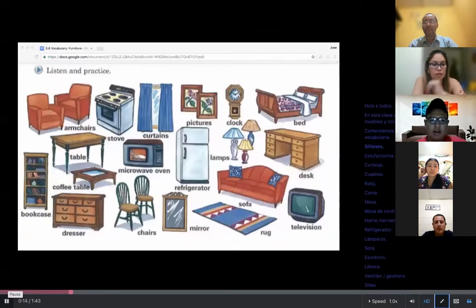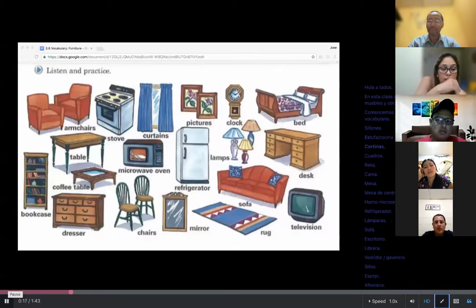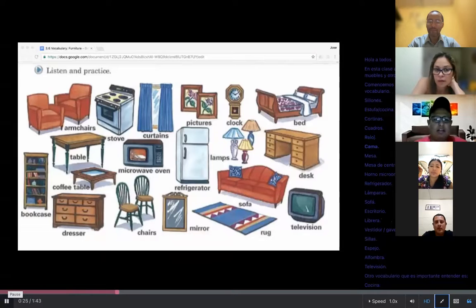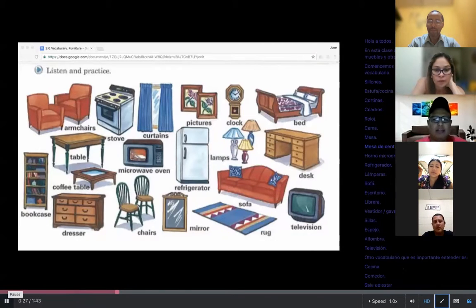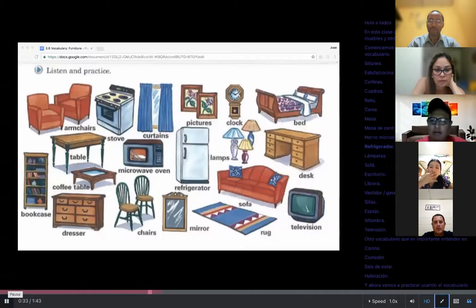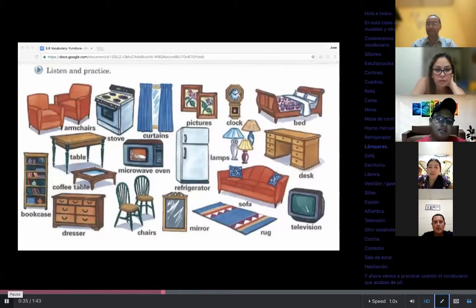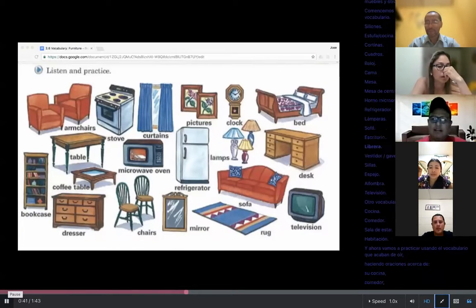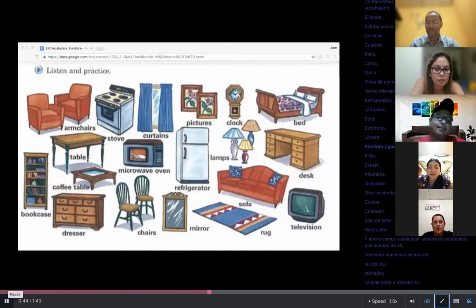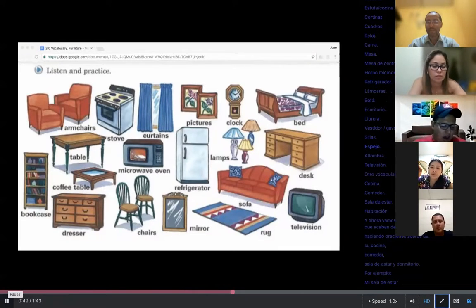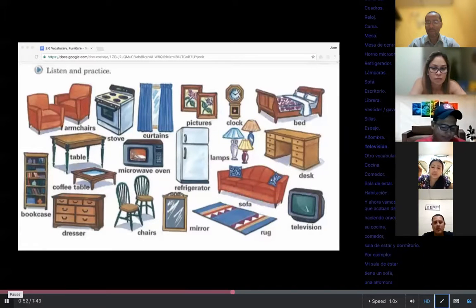Armchairs. Stove. Curtains. Pictures. Clock. Bed. Table. Coffee table. Microwave oven. Refrigerator. Lamps. Sofa. Desk. Bookcase. Dresser. Chairs. Mirror. Rug. Television.